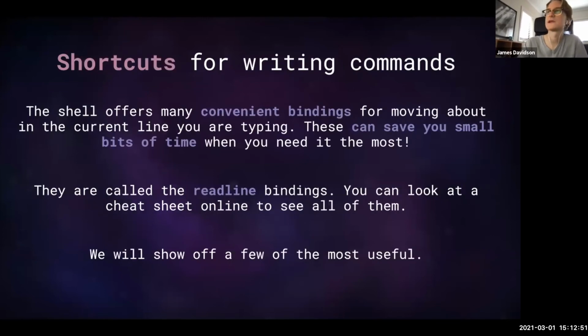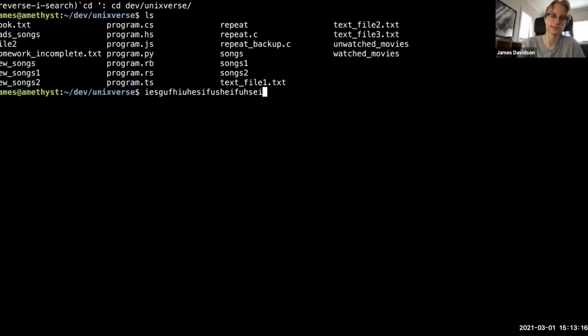I think the last thing I'll talk about for the main part of this talk is the shortcuts for writing commands. These are key bindings which we can use to help us write commands efficiently. The shell offers quite a few of these, and most of them have to do with moving about the current line that you're typing. You may have seen me immediately jump to the start of a line or the back of the line, for example.